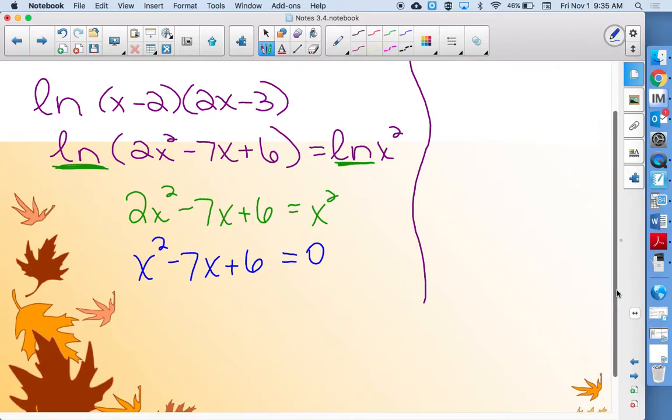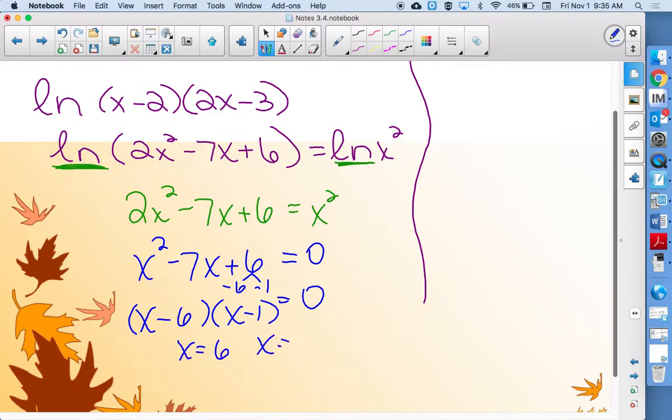And Garrett, how would you solve x squared minus 7x plus 6? What would that be? I can't think of it. What 2 numbers multiply to be 6, but add to be 7? Oh, negative 6, negative 1. There you go. Negative 6, negative 1. So x minus 6, x minus 1. So we have 2 answers of a positive 6 and a positive 1.